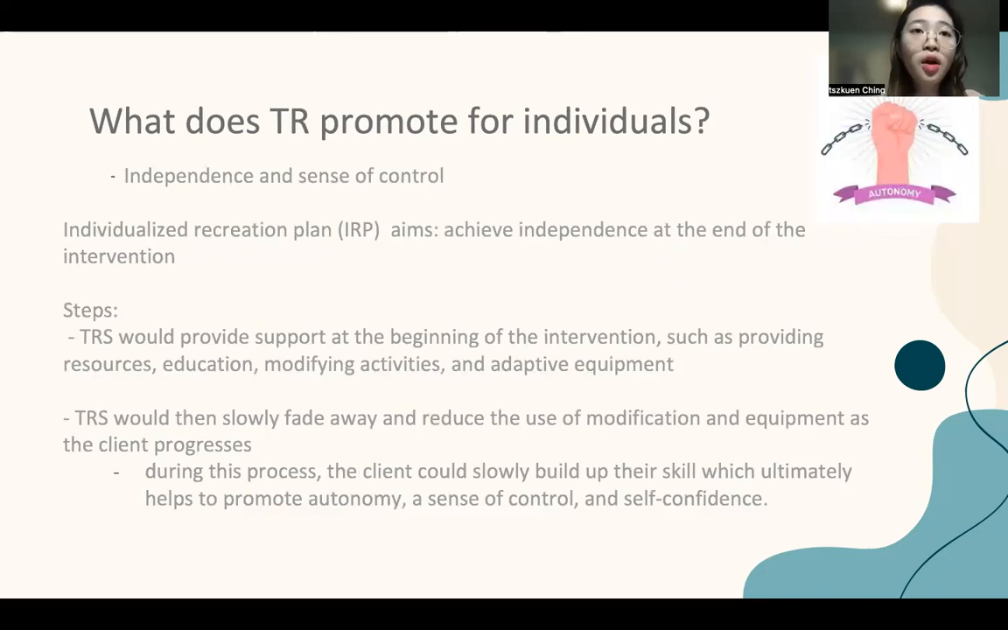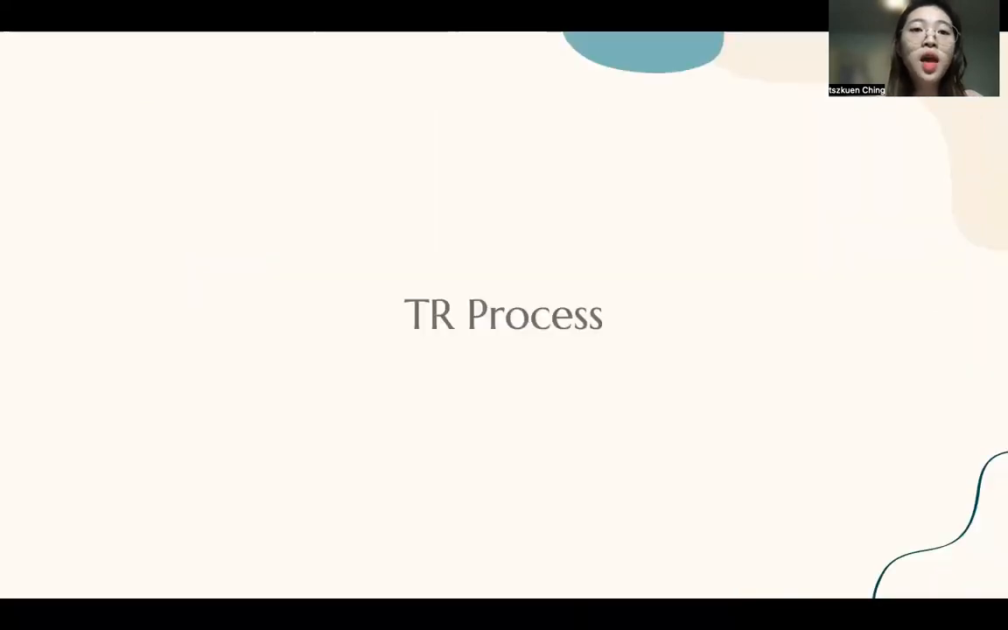Lastly, IRP often aims to achieve independence at the end of the intervention. TRS would provide support at the beginning of the intervention, such as providing resources and modifications. TRS would then slowly fade away and reduce the use of modification as the client progresses. During the process, the client will slowly build up their skills, which ultimately helps to promote autonomy and a sense of control and self-confidence.